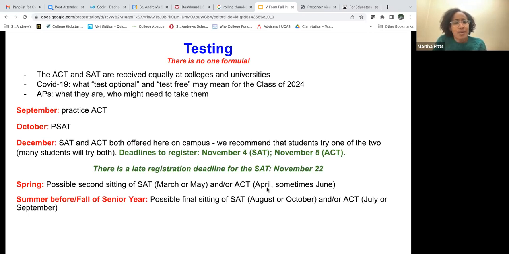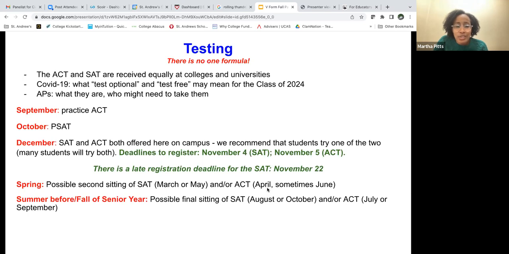I don't know at SAS if most students take both exams, but I think that may be the case. I'm not sure, but many students take both exams. Now, test optional and test free. Ms. Hastings will speak more about that in the next slide, but many colleges and universities have released their testing policies for the class of 2024. Others have not, but will do so by late spring, early summer.